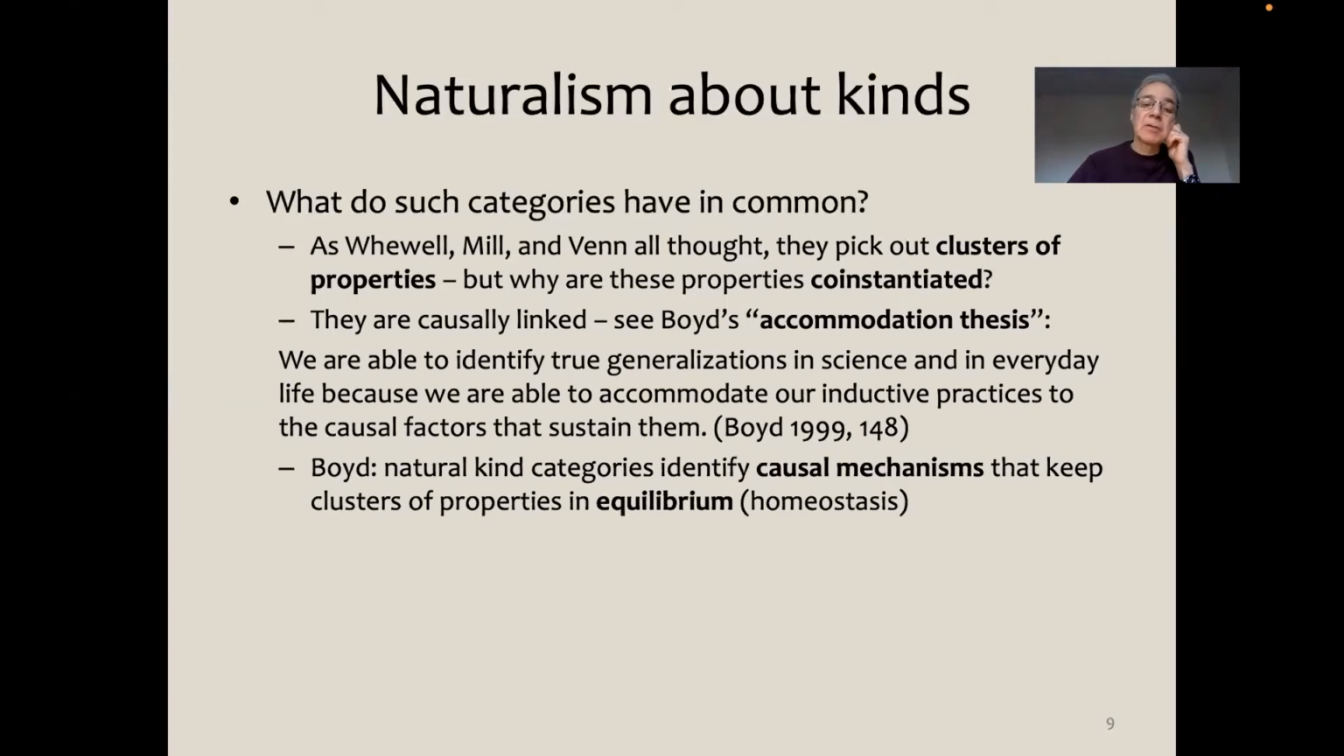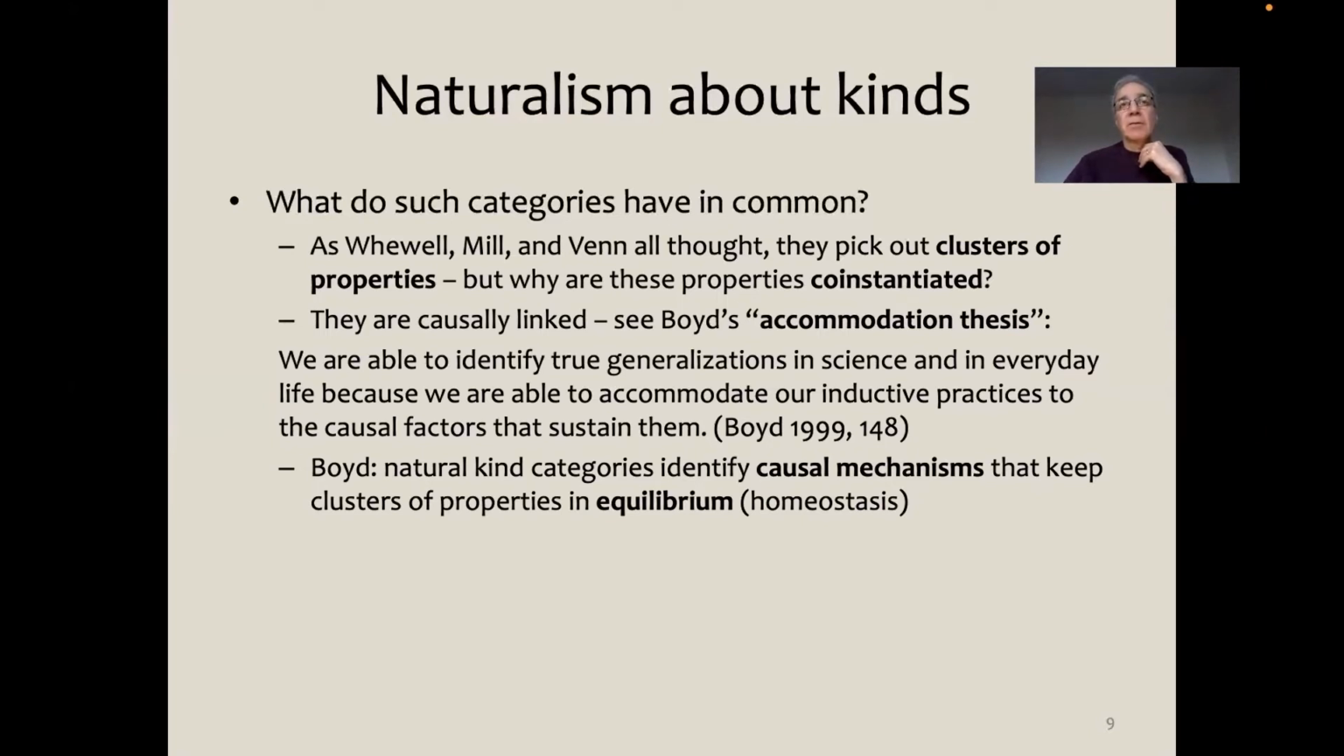Boyd says that natural kind categories identify causal mechanisms that keep clusters of properties in equilibrium or in homeostasis. So he says that the particular causal link that he thinks characterizes at least many natural kinds is that there's a causal mechanism that is involved in keeping clusters of properties in equilibrium. And this account of natural kinds has therefore come to be called the homeostatic property cluster account, or the HPC account.